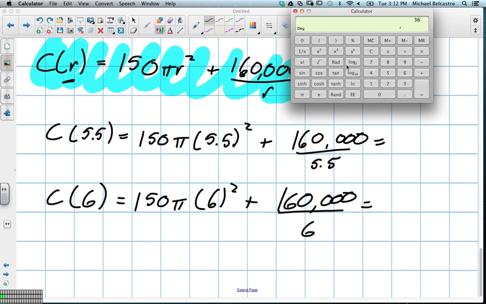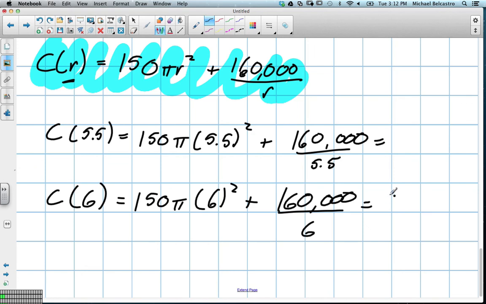36 times pi times 150 plus bracket. Is that right? $43,631? Did anyone get the first one? 17,100. Oh wow, that's a huge difference in price. Yeah, from 0.5 of a radius, because of our material having such different costs.